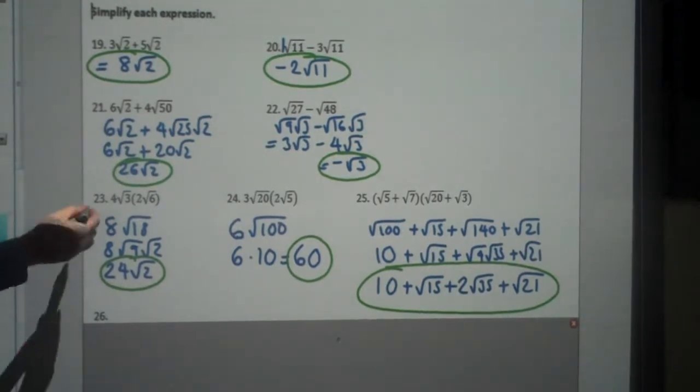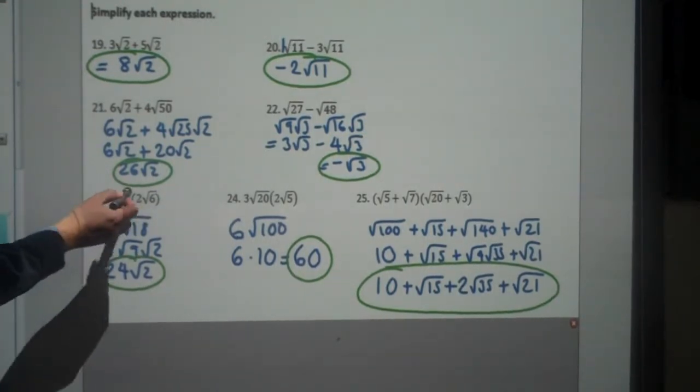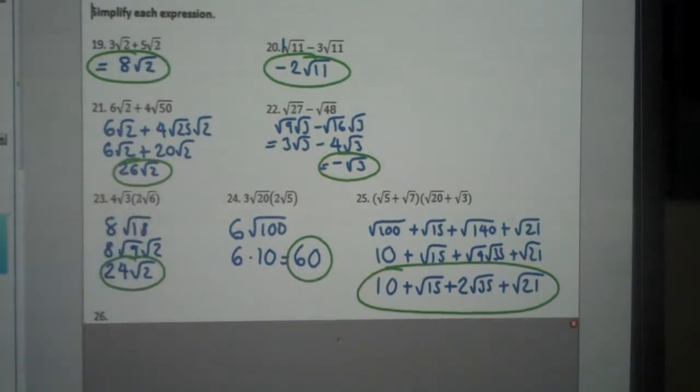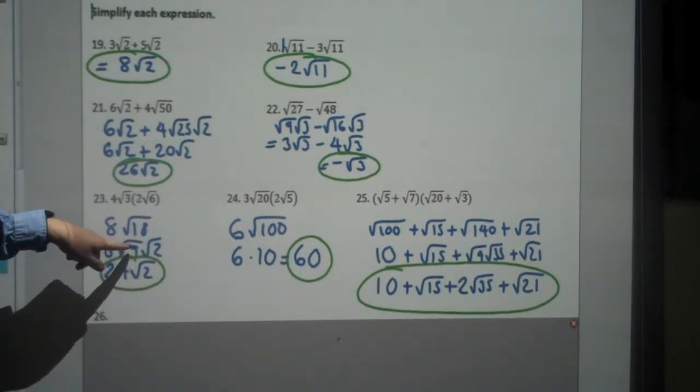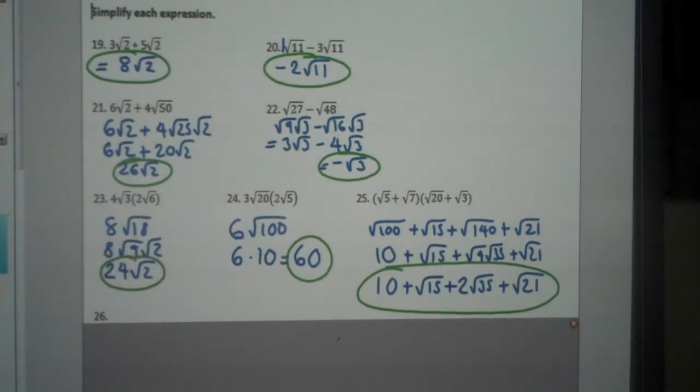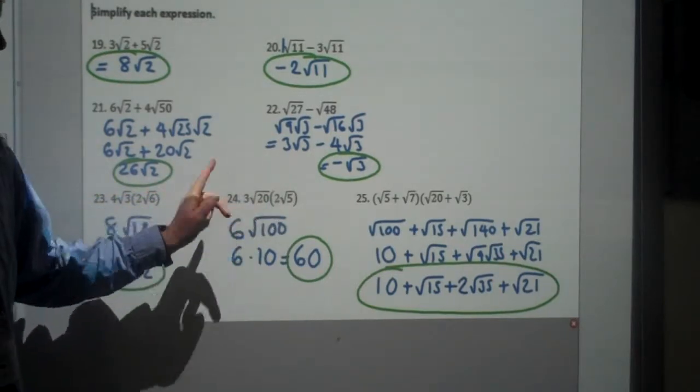23, just a straightforward multiplication. Multiply like terms. 4 times 2 is 8. Radical 3 times 6 is radical 18. But then go ahead and simplify radical 18 into 9 and 2. Square root of 9 is 3. Times by 8 gives us 24. 3 times 2 is 6.